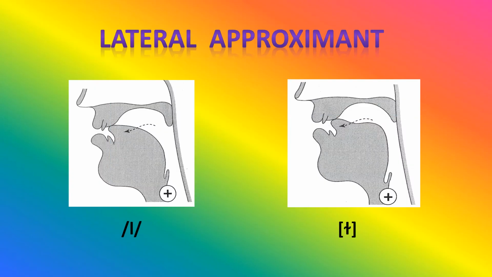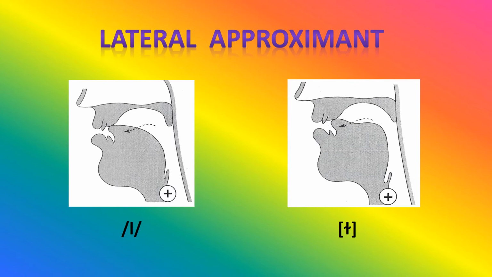For the production of the lateral approximant, the tip and blade of the tongue form a central closure with the alveolar ridge, while the sides of the tongue remain lowered. The airstream escapes over the lowered sides.